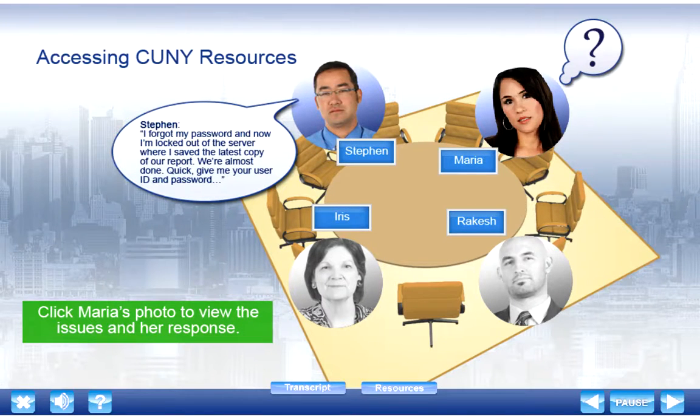To illustrate those precautions, let's observe a team that is busy at work on a report for the dean. They have an approaching deadline, and several issues have arisen that could prevent them from meeting the deadline. We'll start by seeing how Maria responds to Stephen's request for her password.